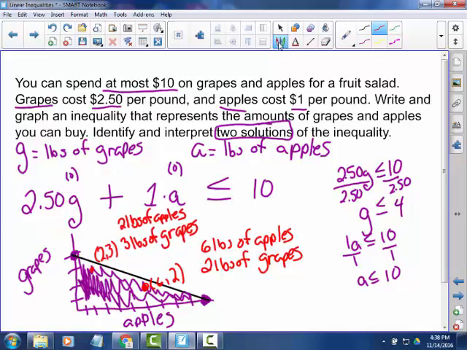So anywhere in this shaded area, any combination of apples and grapes that I get from picking in the shaded area or on the line itself, because since it's a solid line, that would be a solution, any of those combinations of grapes and apples would be less than or equal to $10 and would fit the situation that they gave us. Okay, so now it's your turn to do some work.